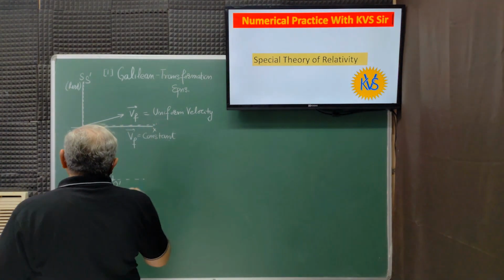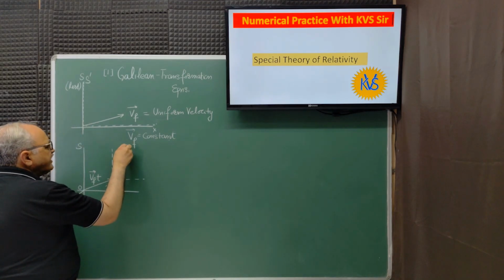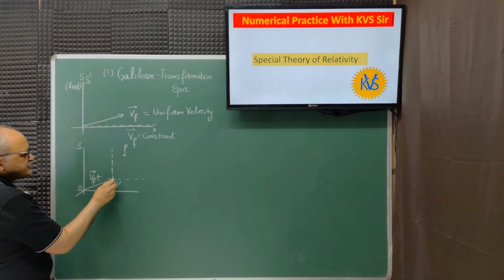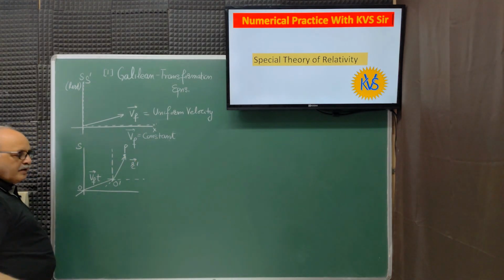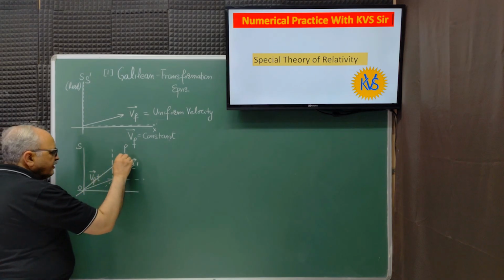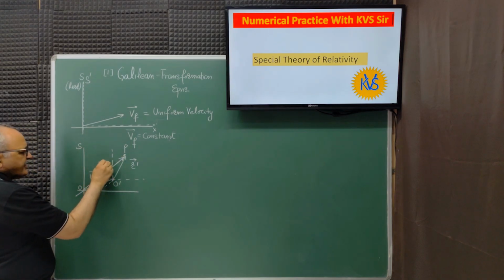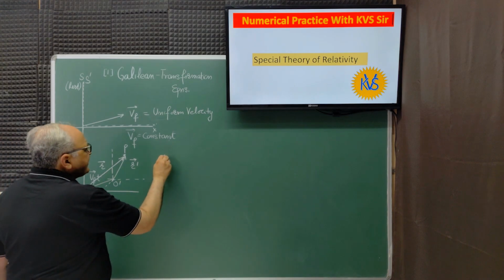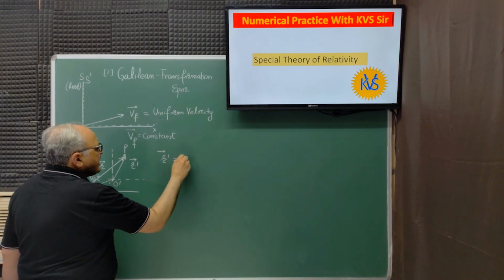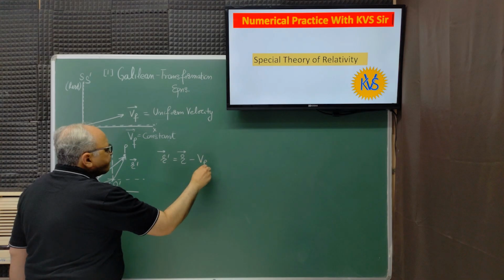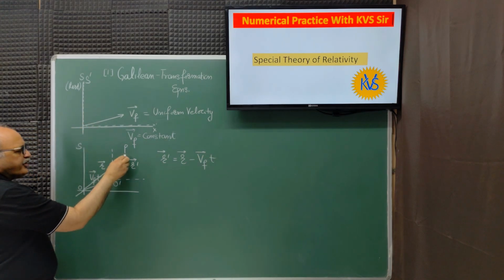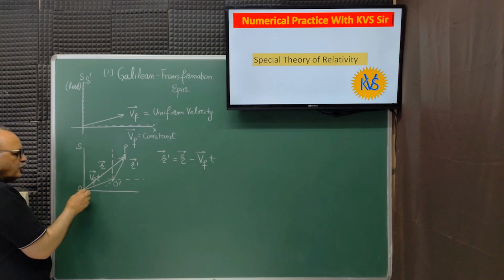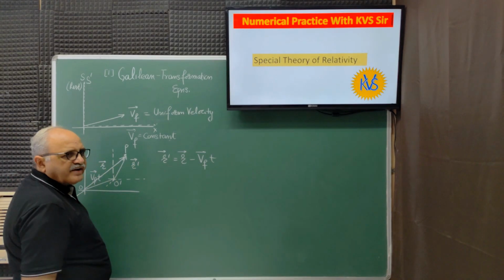Now, if I have a particle somewhere as P, from this observer the position of the particle is given as R dash, but the position of the particle from the S frame is R vector. So obviously we can connect R dash vector as R vector minus Vf into t. That means if I have to move from here to the point P, I will go back first of all to O, covering this Vft in the opposite direction, and then R in the positive direction.